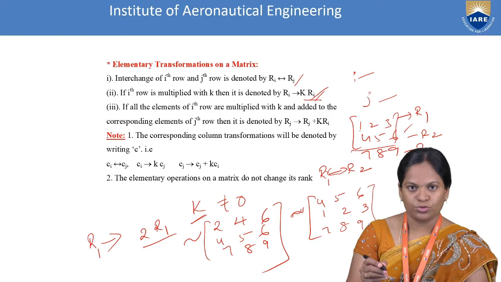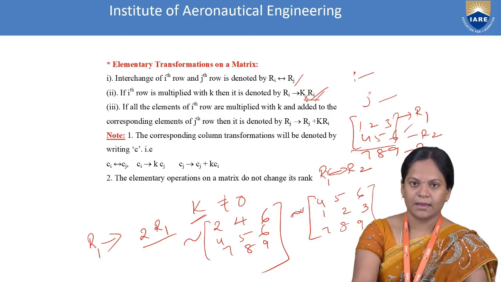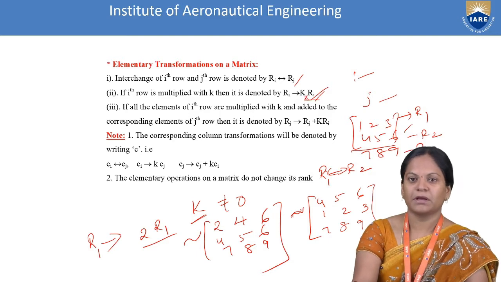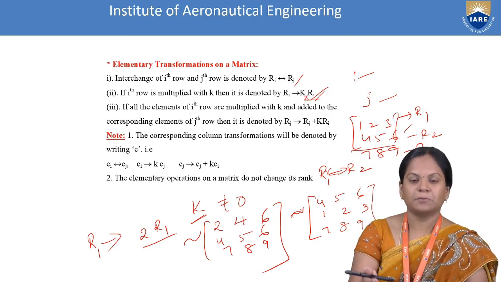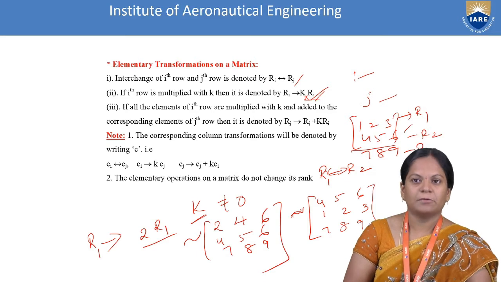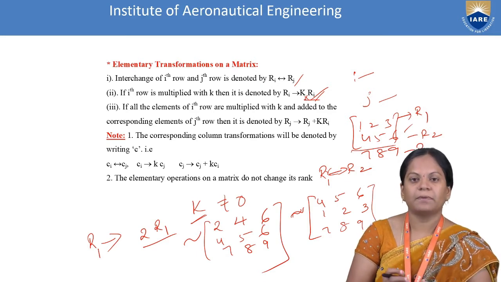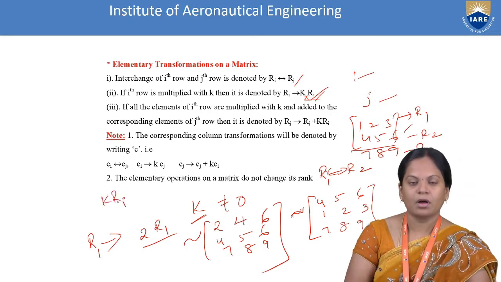Ri is the ith row which changes and is multiplied with this K. So then the equivalent matrix becomes K into Ri. The Ri row changes with the multiplication by scalar K. Go for the third step. What is the third step? If all the elements of the ith row are multiplied with this K, so I am taking any row, multiplying with K, then I am writing K into Ri.